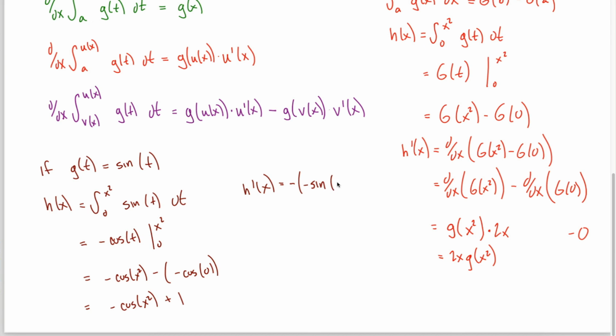Now I'm going to leave the x squared completely alone, but then I'm not done. I got to multiply by the derivative of x squared, which is 2x. Finally, the derivative of this plus 1 out here is just a 0. What I'm saying is h prime of x is, the negatives cancel out, the plus 0 I don't even need to write, I got 2x sine of x squared. Remember that g of t is sine of t, so sine of x squared is just g of x squared. So I got 2x g of x squared.